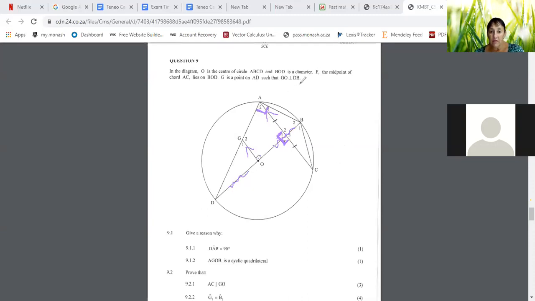And what else? GO is perpendicular. Okay, we've done that. All right, so now they say, give a reason why angle DAB equals 90. Why is that 90? Well, you should have already filled it in. So by the time you read it, you go, oh, okay, it's angle in a semicircle. Whenever you have a diameter that forms a triangle at the circumference, it forms 90 degrees, and the reason you write is angle in a semicircle.